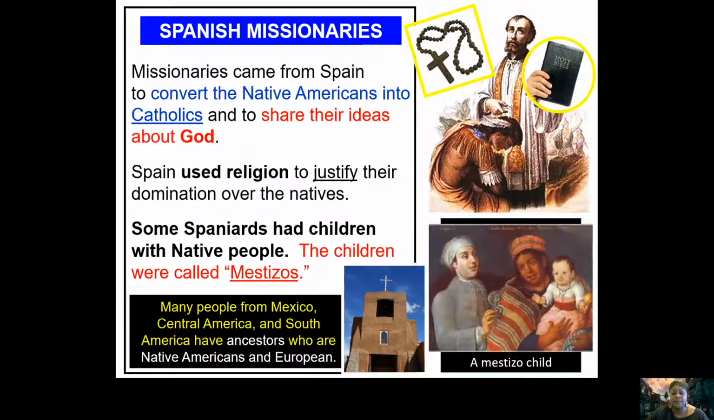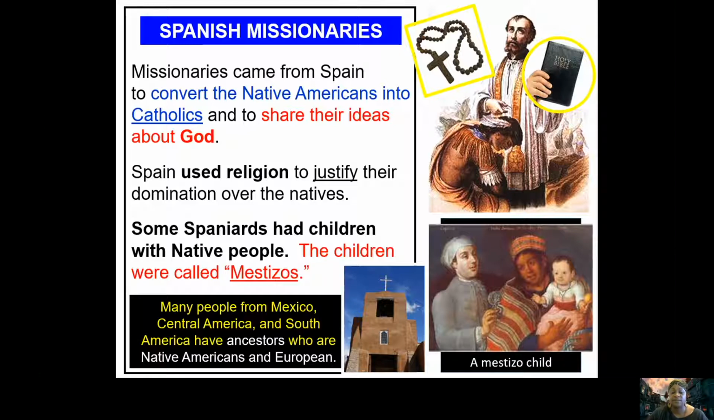Spain, when they sent Columbus over and they sent other explorers over to the New World, they also allowed missionaries to come into the New World, where the missionaries' job, they're like religious people, church people, was to convert Native Americans into Catholics. And so the missionaries were sharing ideas about God, about life, about living. Spain used religion, however, to justify their domination over the native people. In a way, you could say that the people from Spain thought that they were better than the indigenous people, and they needed to subdue and control native people. And they used religion to do it.